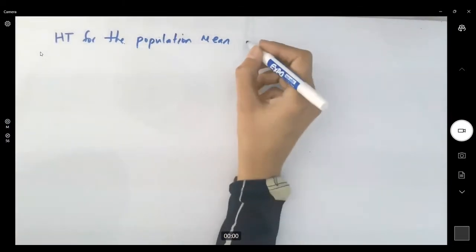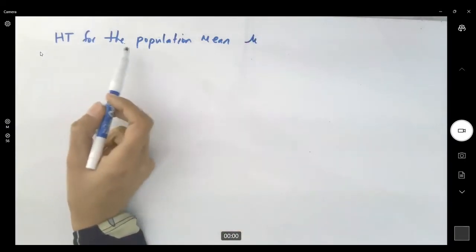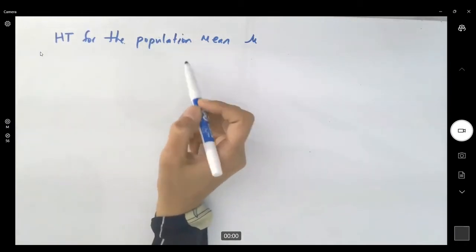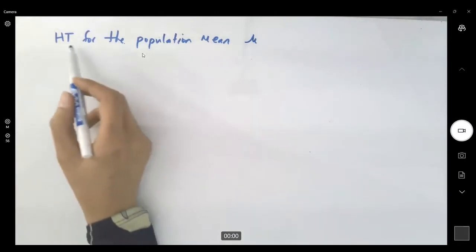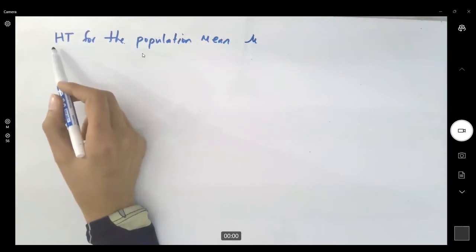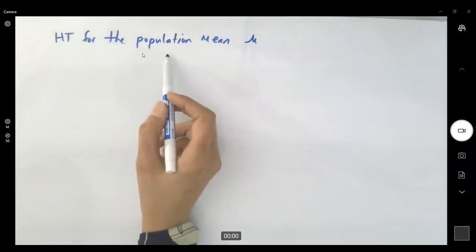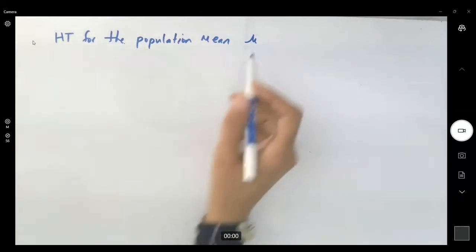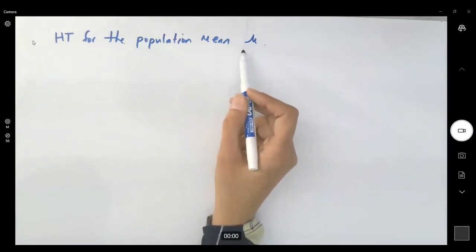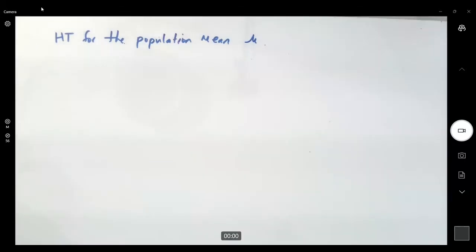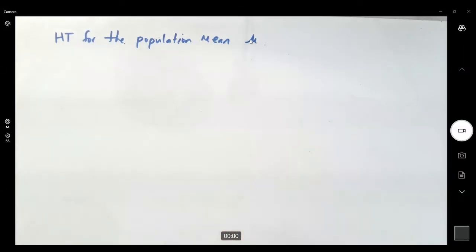Population mean is denoted by mu. When we're talking about hypothesis testing for the population mean, we are dealing with two different cases. We have a hypothesis, an educated guess about the population mean, or mu. As a statistician, you're going to read the question and check to see if the standard deviation of the population is given or not.